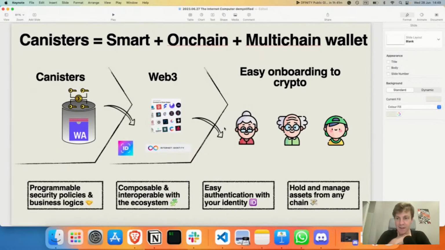I would say to anyone that is listening to this, if you know people that are not into crypto, maybe from your family, please try to make them use some IC application, because it's kind of mind-blowing how easy it is to get started with this.